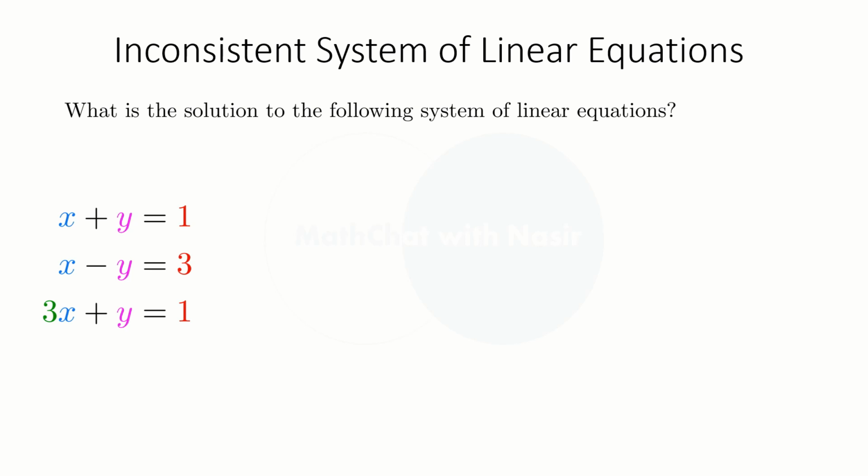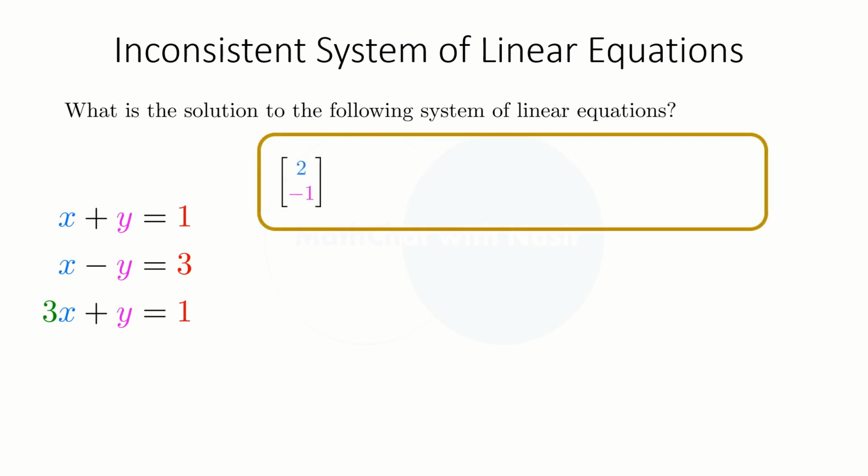Not all systems of linear equations have a solution. Such systems are called inconsistent. I'll show you an example of an inconsistent system of linear equations. We have a system of 3 linear equations with 2 unknowns x and y. Let us consider a possible solution with x equal to 2 and y equal to -1. I have expressed it in a column vector form. Let us see if it satisfies all the 3 equations.